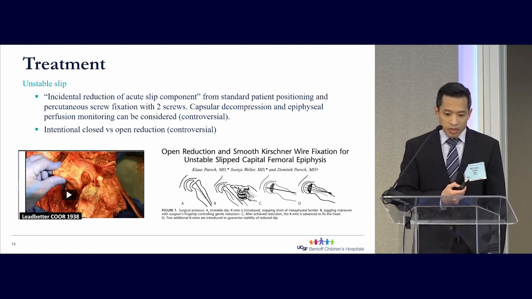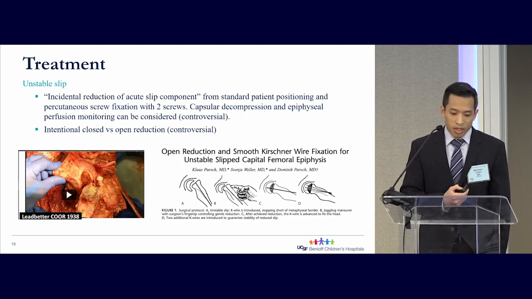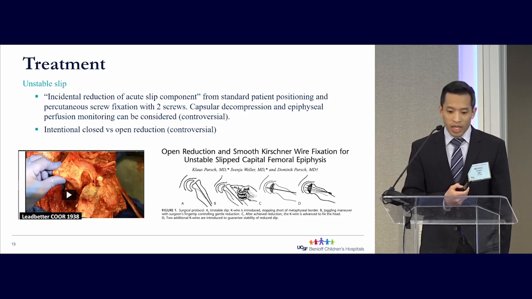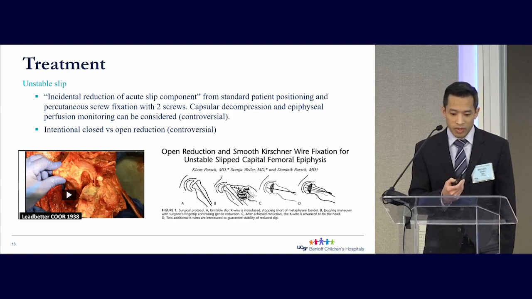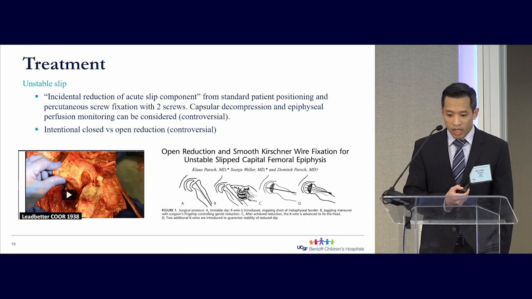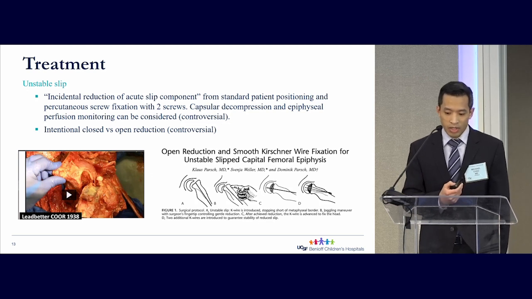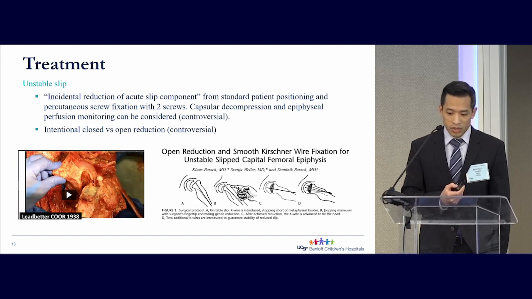Another option is to perform either intentional closed reduction using the Leadbetter maneuver with abduction, flexion, internal rotation, followed by adduction and extension of the hip to place the epiphysis back onto the metaphysis without pinching the retinacular sleeve. Alternatively, open reduction has been described, for example, using the Parsch technique with a small open incision, allowing the surgeon to insert a digit to softly reduce the epiphysis back onto the metaphysis.